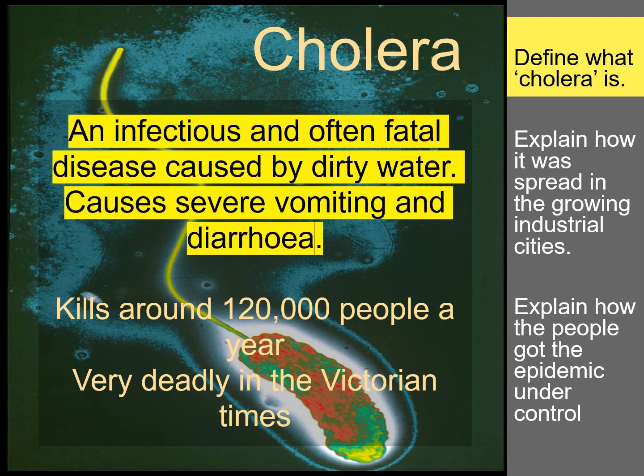So there are 3 things that we're trying to do for this part of the lesson, now that we've worked out what it was: define what cholera is, explain how it was spreading in the growing industrial cities, and explain how the people got the epidemic ultimately under control. So this yellow highlighted bit here, if you can write that in somewhere to make sure that you've got it, and that means that we've met the first one of our criteria boxes.